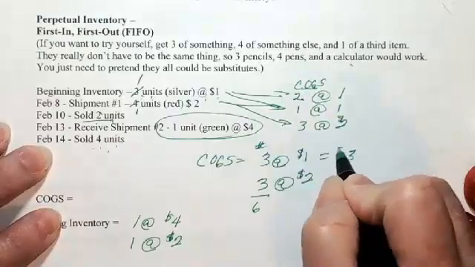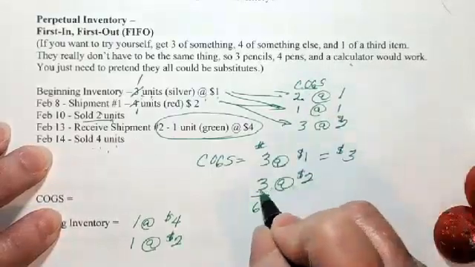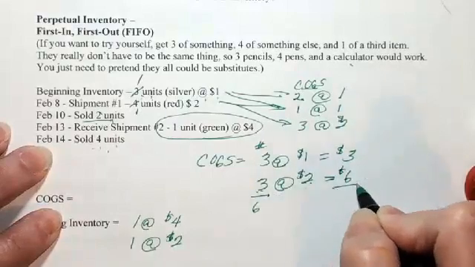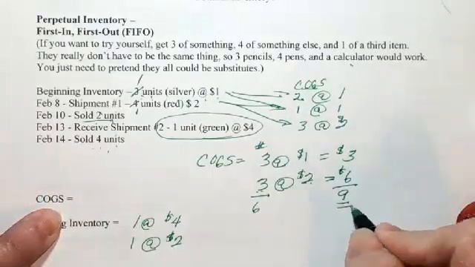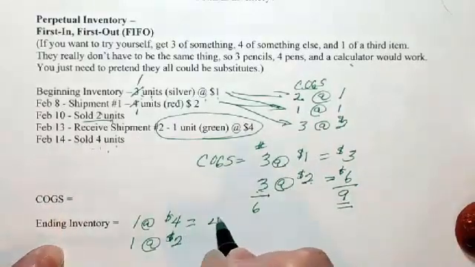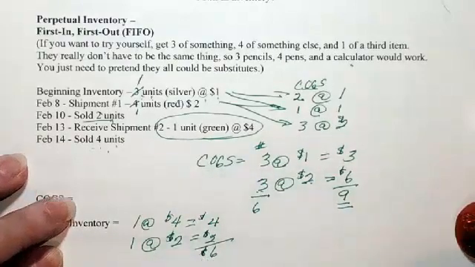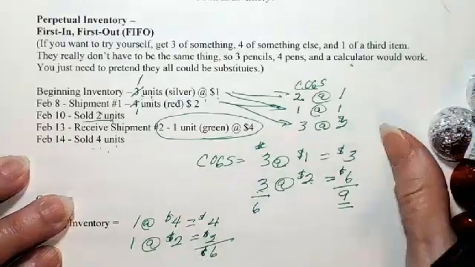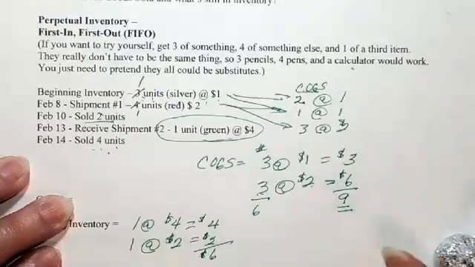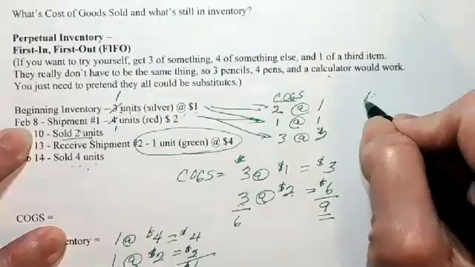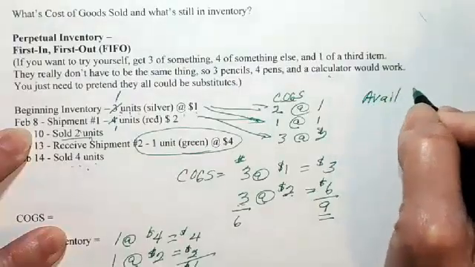So this would be $3. 3 times 2 is 6, I think. So that gives me $9. That was my cost of goods sold. My ending inventory, I had that 1 green one and the other one, $6. And you should be able to double check the total amount that I had in this whole big stack here, we call that available to sell.